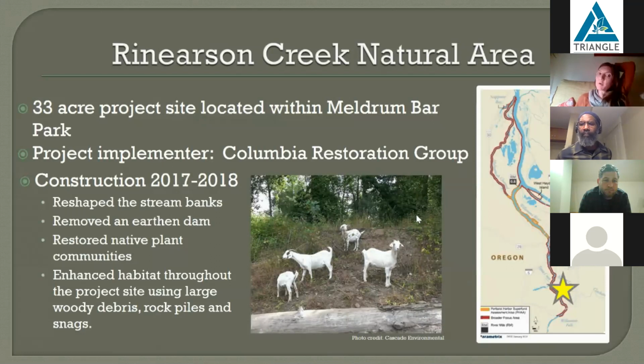The main restoration components were removing an earthen dam that created a large pond on the site. The dam was removed, but a grade control structure remained. So now there's a smaller pond in place that continues to provide important habitat for native turtles. They also reshaped the stream banks and restored the native plant community. There's a lot of existing vegetation on that site, so there's a combination of new plantings and invasive plant removal going on. And then the site was also enhanced by adding large woody debris and rock piles and snags for the benefit of many different fish and wildlife species.